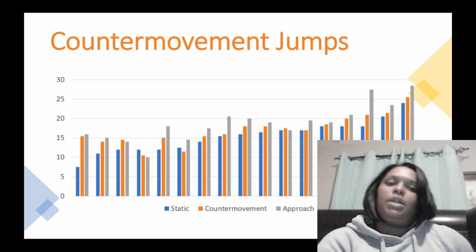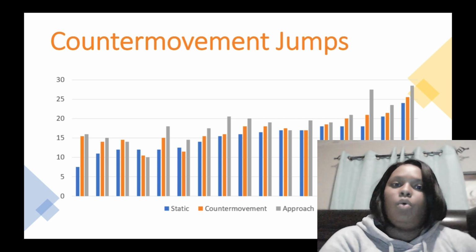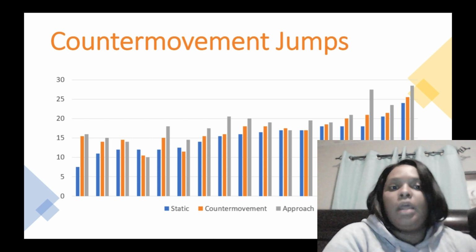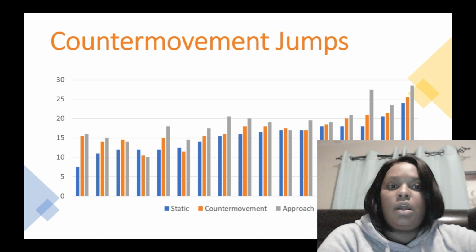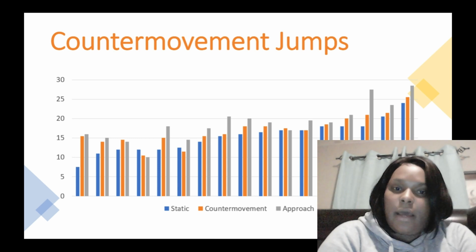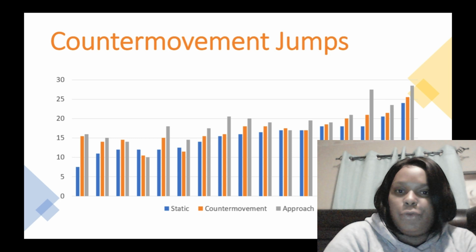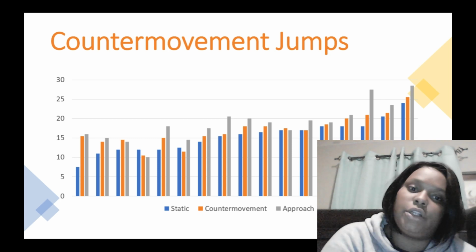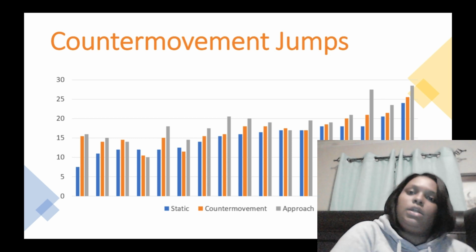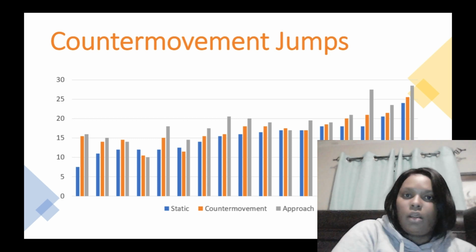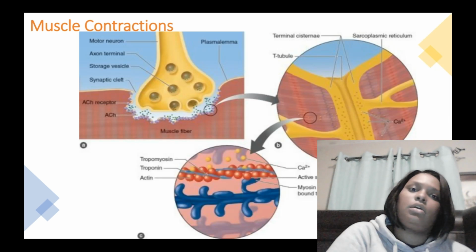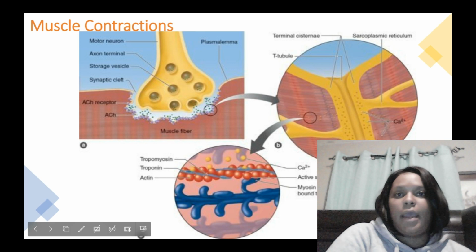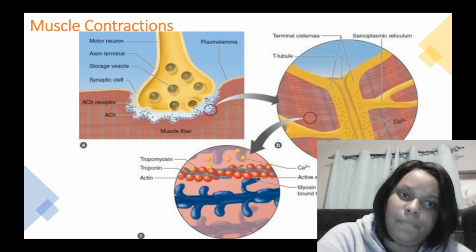And so basically what I explained was what you do for a counter movement jump. And on this slide right here, it's the student's outcome of doing the counter movement jumps, which are located in the orange. And so on the next slide, I'll be talking about muscle contractions, explaining figure A, B, and C.